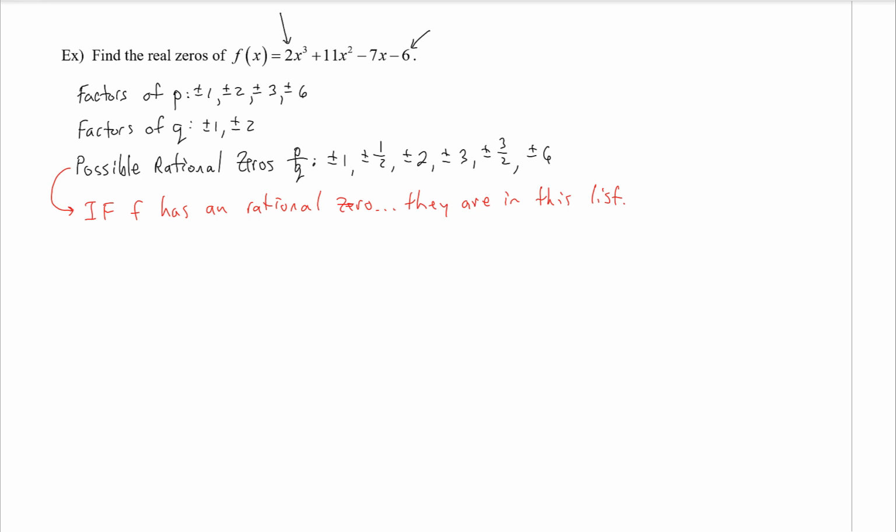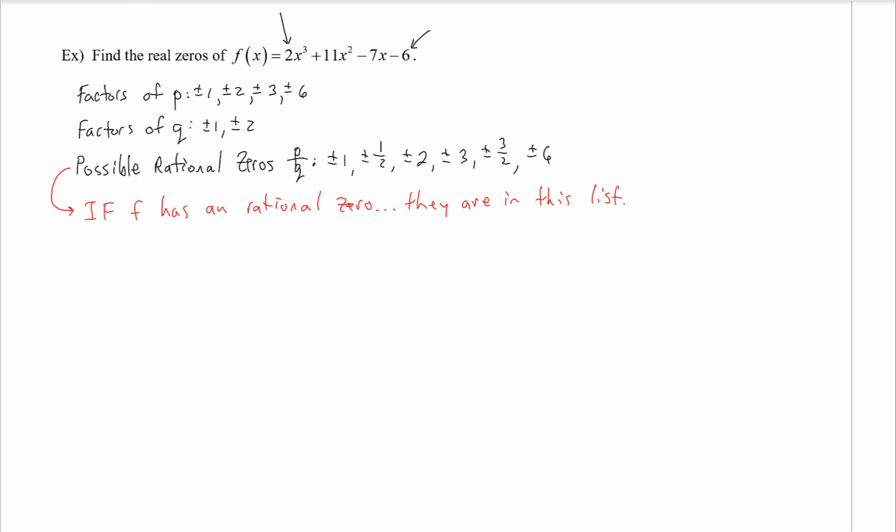Well, how do we know? Well, to check if these are zeros, you simply plug them in and see if y equals 0. I mean, that's the definition of a zero: an x value for which y is 0. So we got 12 to try. We have calculators. That makes the arithmetic go quickly.